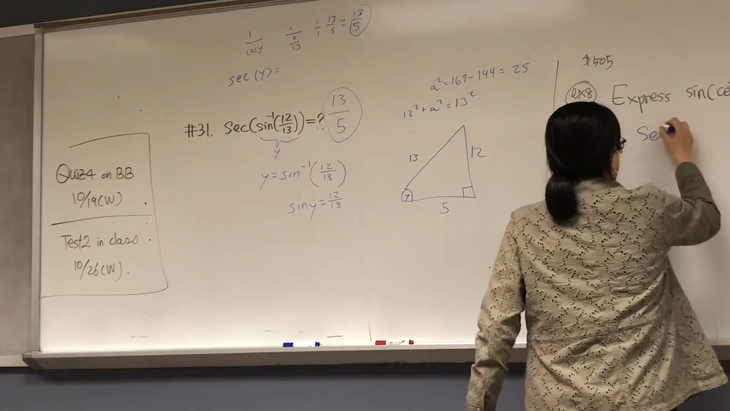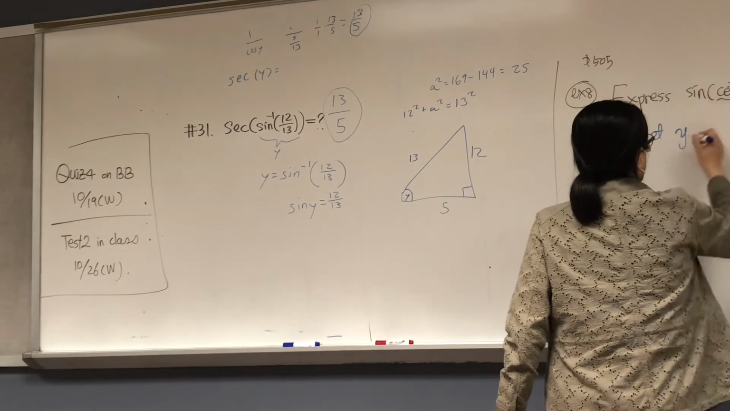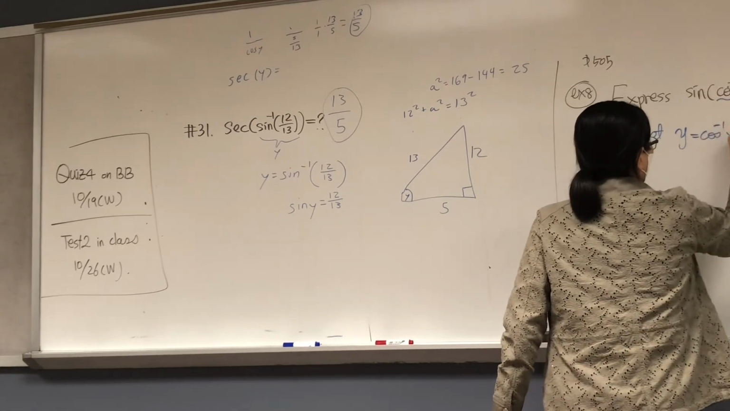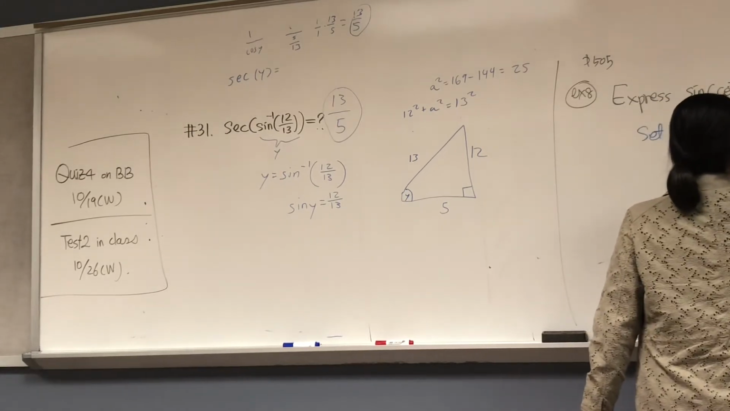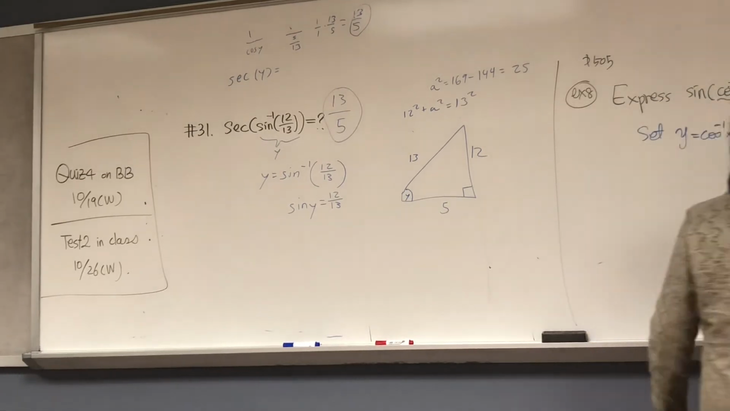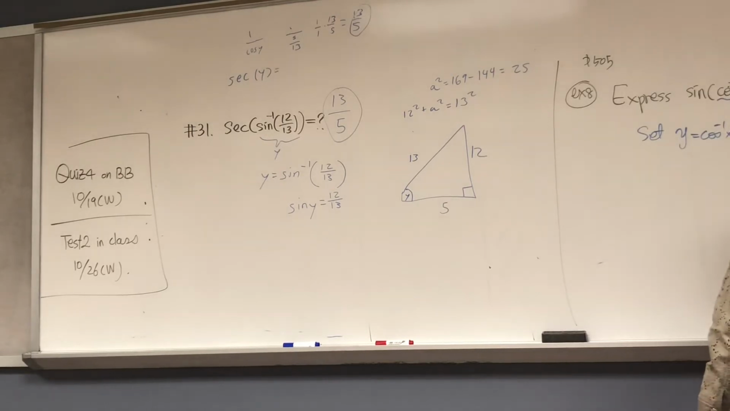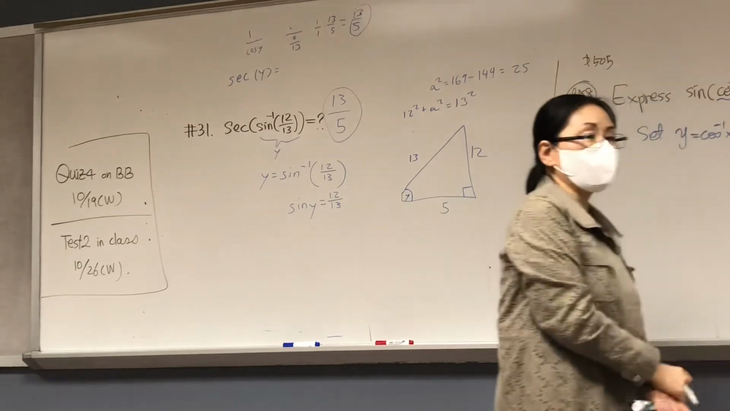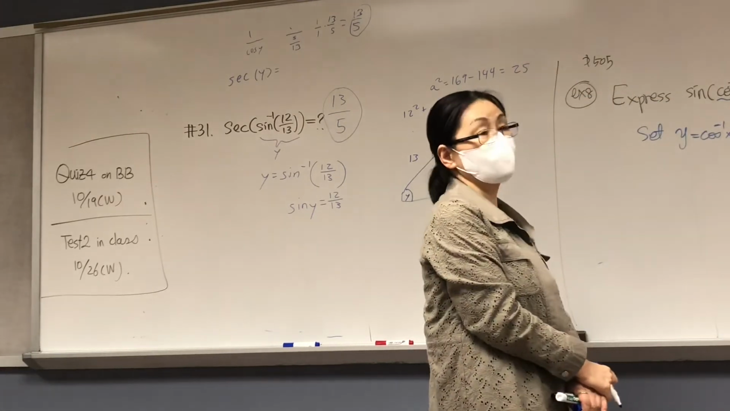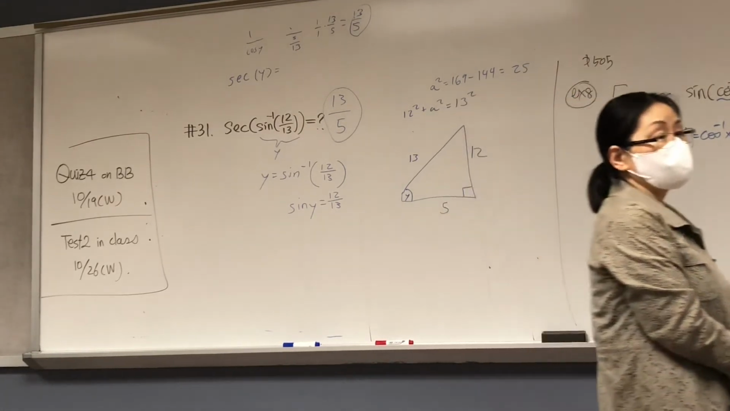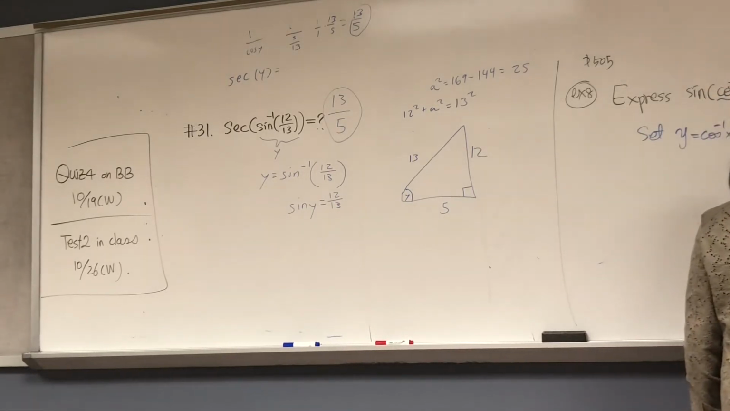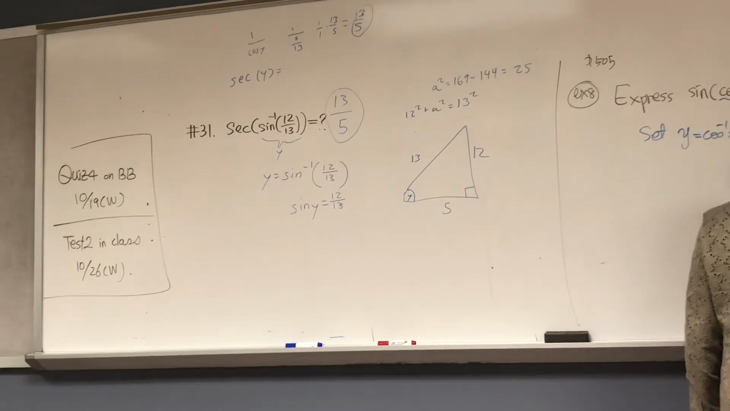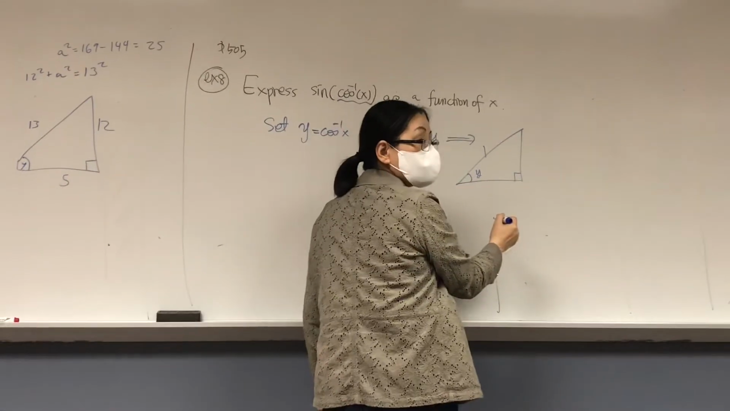So, set y equal to cosine inverse x. Am I right? And then convert: x equals cosine y. And then draw the triangle. The angle is y. Where is the x? Where is 1? The hypotenuse is 1, and the base is x.